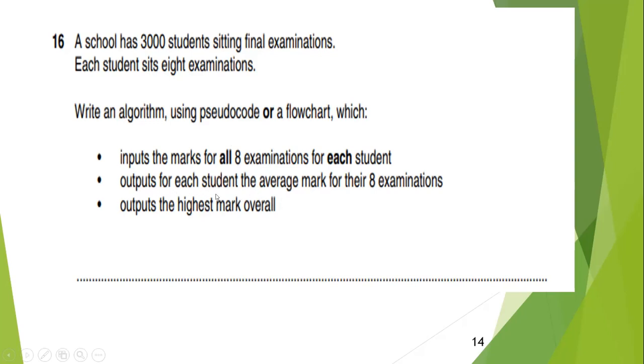So that you can check the output for each student, the average marks for their 8 examinations, and output the highest marks overall. Have you made its pseudocode before that? I think so. Should I show you the pseudocode so that you can make the Python code? I think I can do it from there. Let me try the Python code. Okay, you can do that in Python.